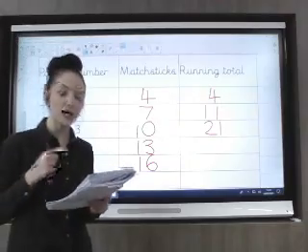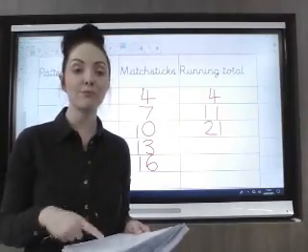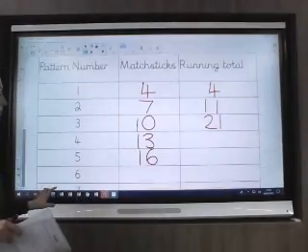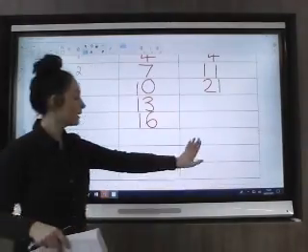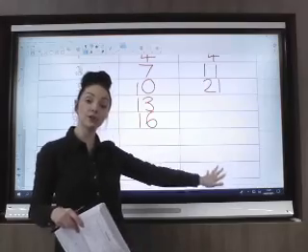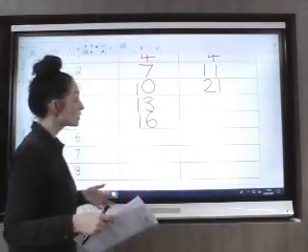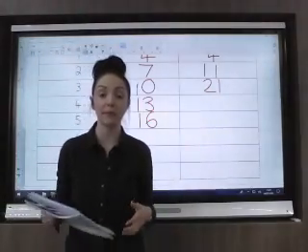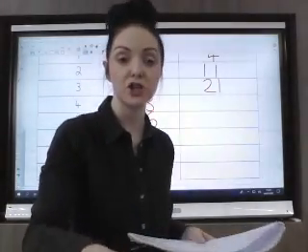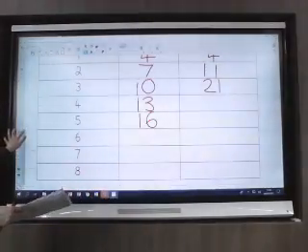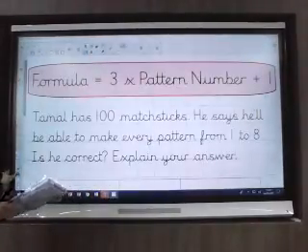Okay, and remember, he only has 100 matchsticks. So when you get down to number 8, down here, however many he's used here, if he's used less than 100, then he's correct. He can do it. But if he's used more than 100, then he won't be able to, will he? Because he won't have enough matchsticks. Okay? So you continue that then and have a go at that question.